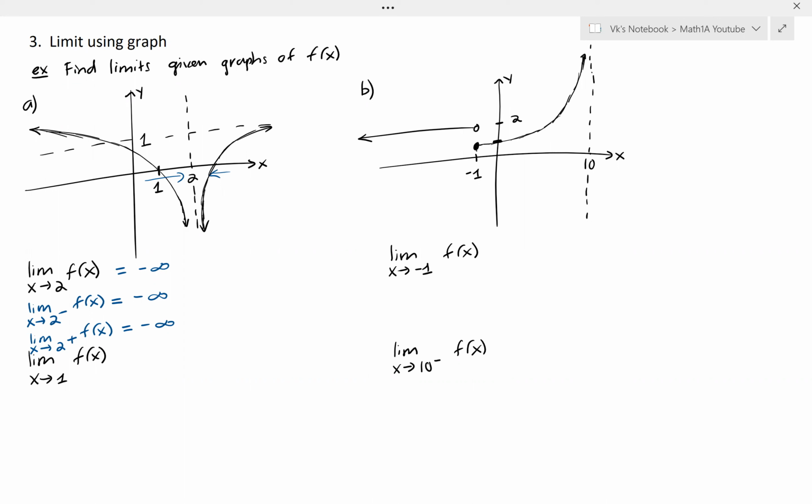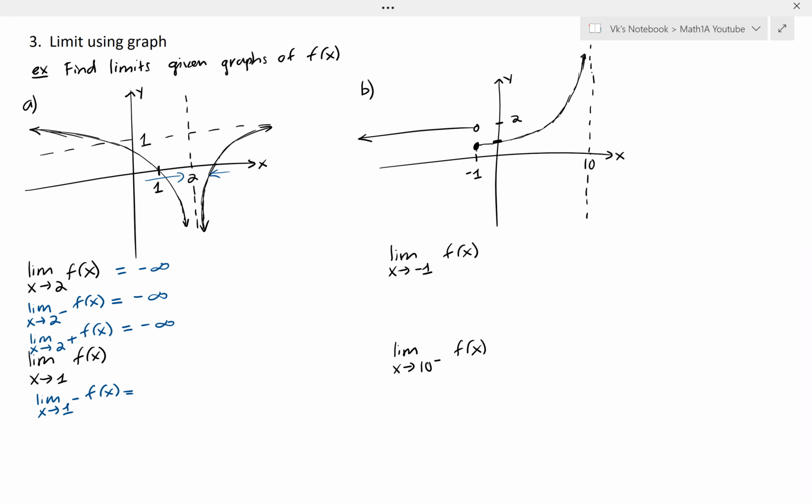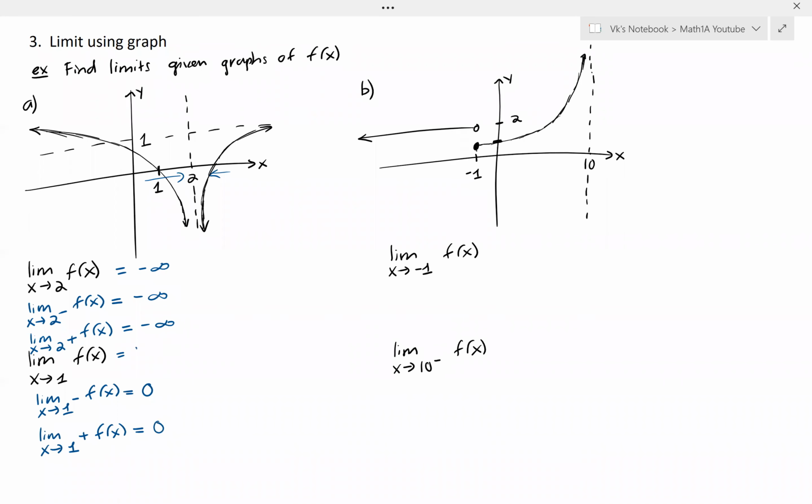Limit as x approaches 1 of f(x). Limit as x approaches 1 on the left side, it looks like the function goes to 0. Limit as x approaches 1 on the right side, the function also goes to 0. And so the limit here is 0.